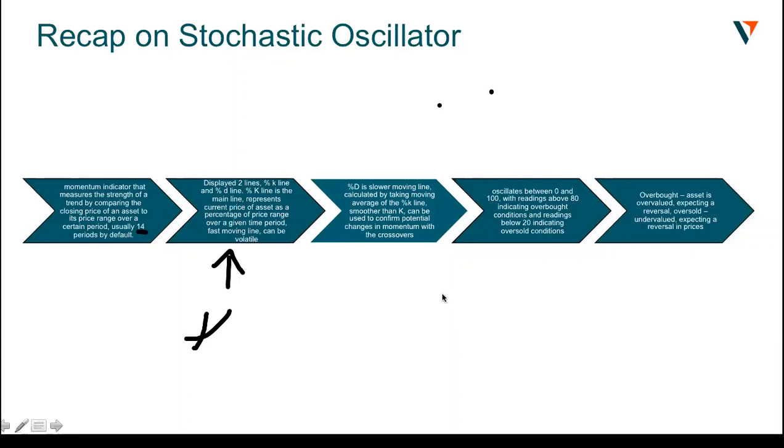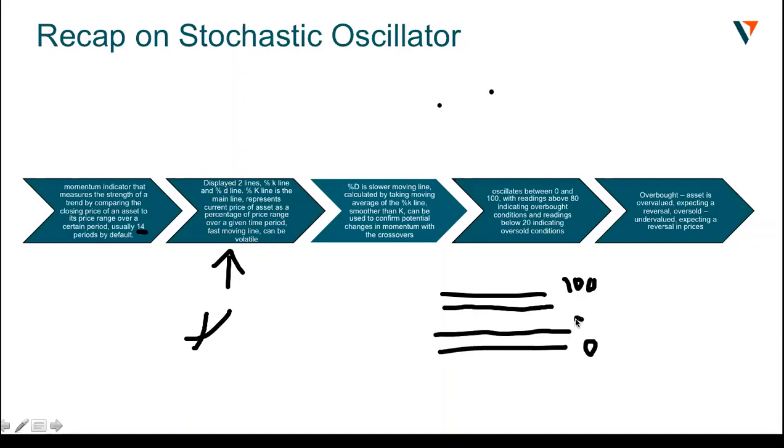One more thing to note is that there are two zones, or rather two levels, that they work with. Stochastics ranges from 0 to 100. Within this range, there is usually a band at around 20 and 80. When stochastics crosses below the 20, this is the oversold region. When stochastics crosses above the 80, this is the overbought region.